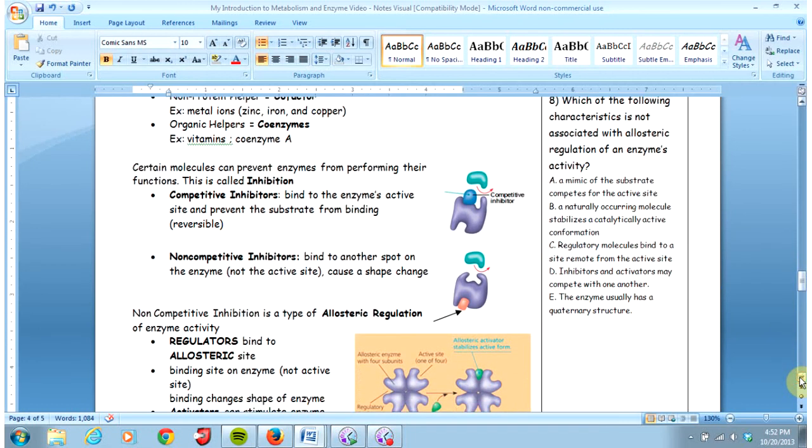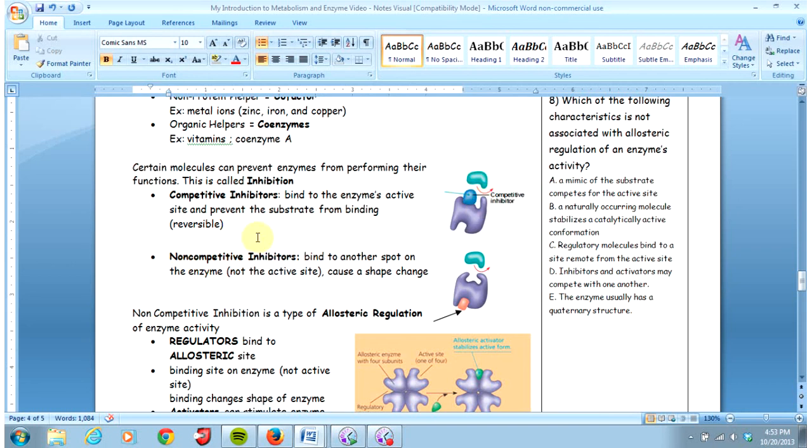Sometimes we have molecules that are going to prevent enzymes from doing their functions. And when they do that, that's called inhibition. We have two main types, competitive inhibitors or non-competitive inhibitors. Competitive inhibitors are going to actually compete with the substrate for the enzyme's active site. If they bind to the enzyme's active site, they completely prevent the substrate from entering. This is reversible. If the competitive inhibitor pops off, then the substrate can come back in.